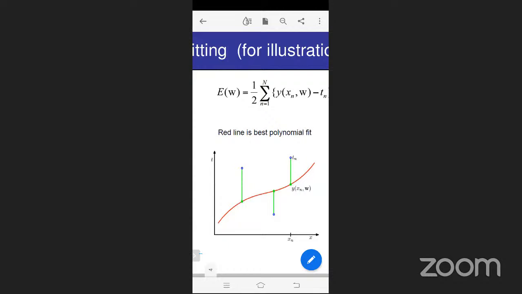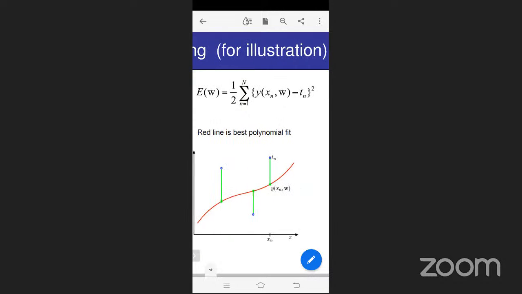Now this red curve is the best polynomial fit of some order m, which I have to estimate. So you see these yellow lines which are going past. Are you able to see some yellow straight lines? What are they? They are nothing but the deviations.